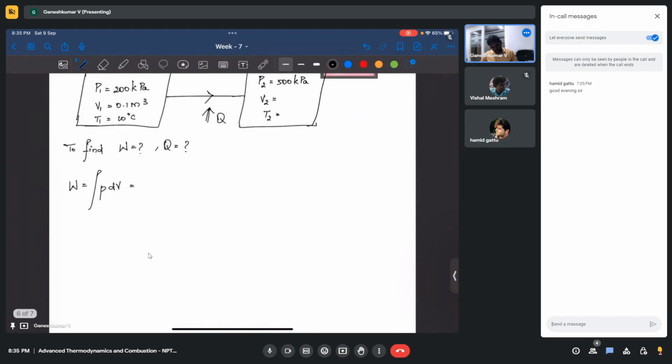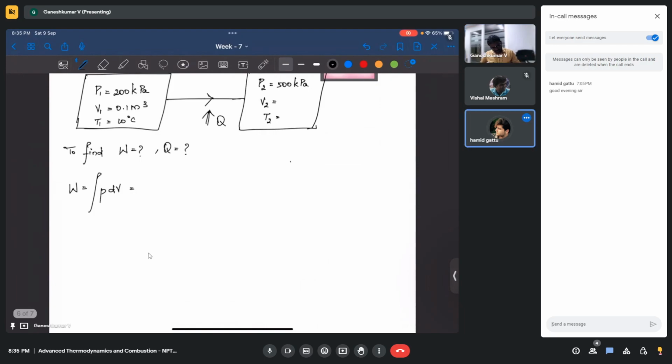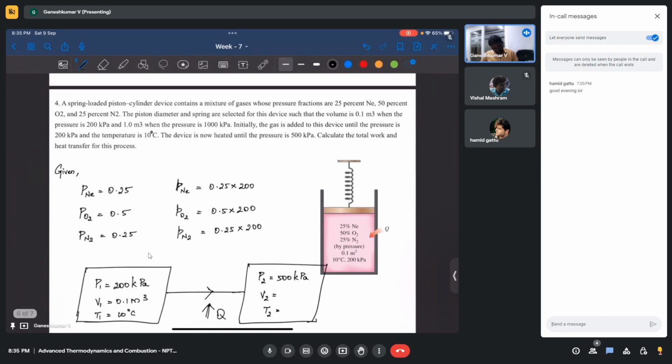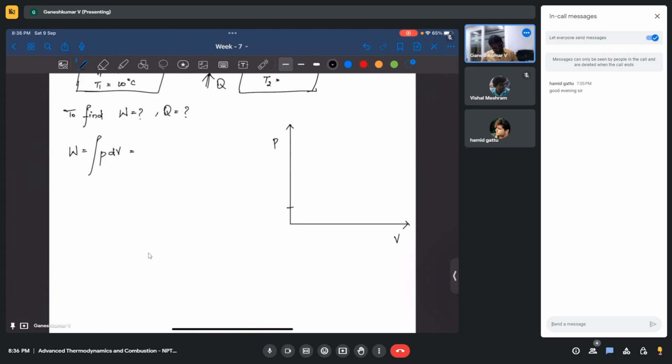One more important thing about what they gave for the piston cylinder device is that it is devised in such a way that, let's say this is P and this is V, they are telling that the device is such that the volume is 0.1 meter cube when the pressure is 200 kilopascal, and 1 meter cube when the pressure is 1000 kilopascal. Let's say this is 200 kilopascal and this is 1 meter cube. The pressure is 1000 kilopascals. That's what they are telling.